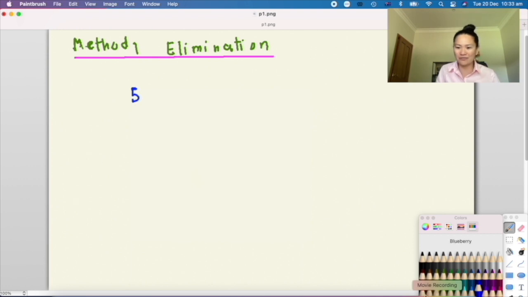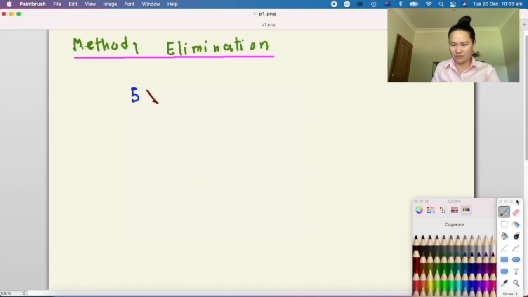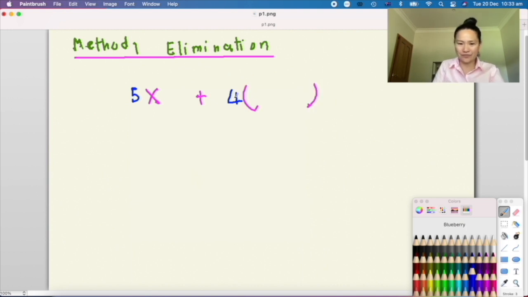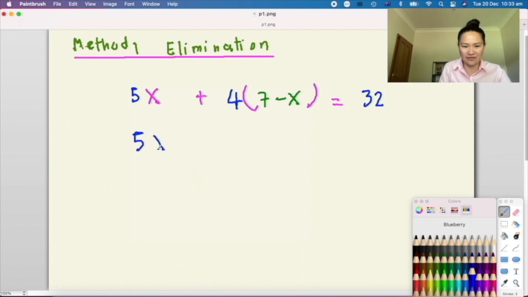5 times x plus 4 times (7 minus x) equals 32. Let's do them together, huh? Quick one. Okay, 5 times x is 5x. I write down 5x here.